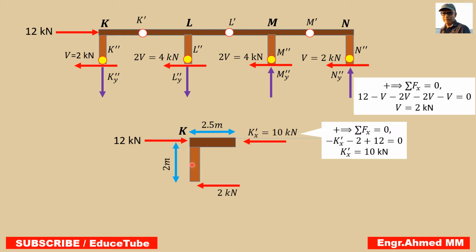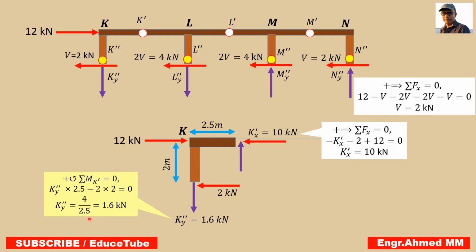Now similarly we can find this vertical reaction component. How is it? We have to take moments about these points. How to get that? Take the moments.